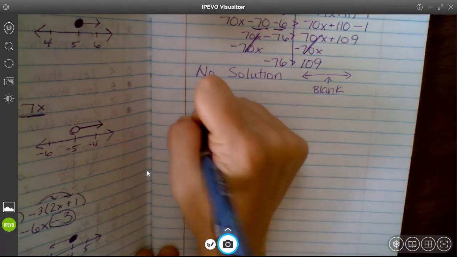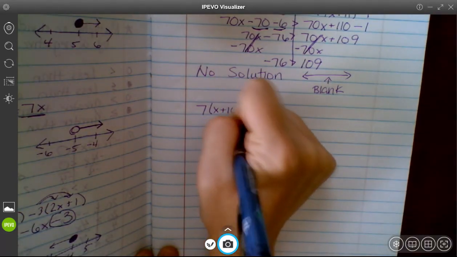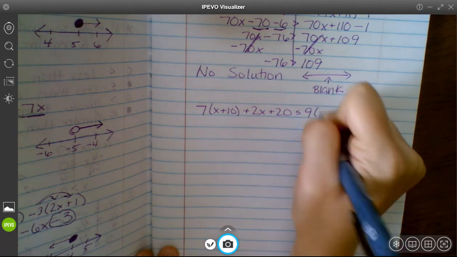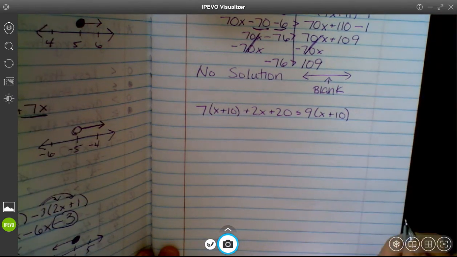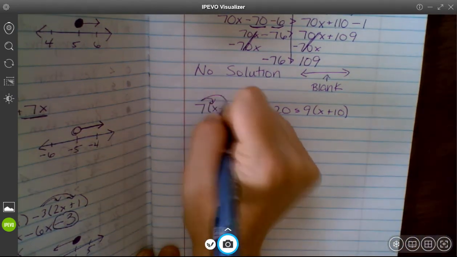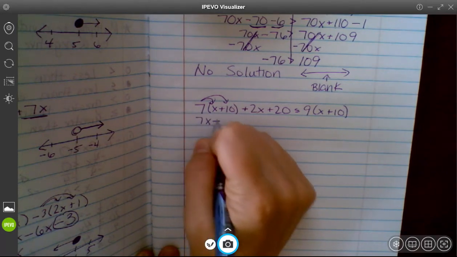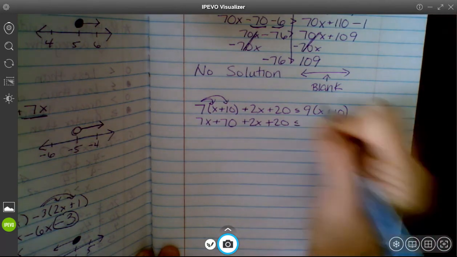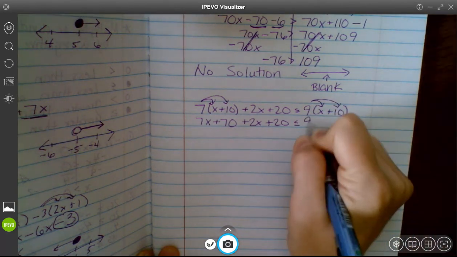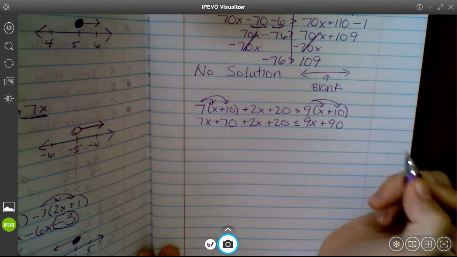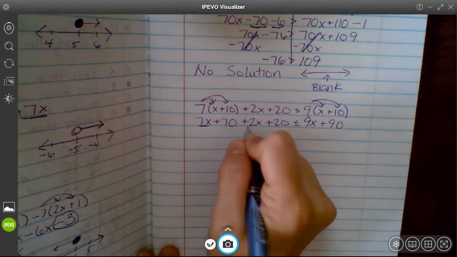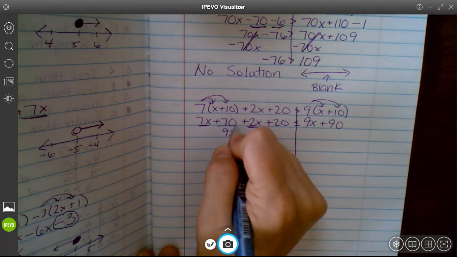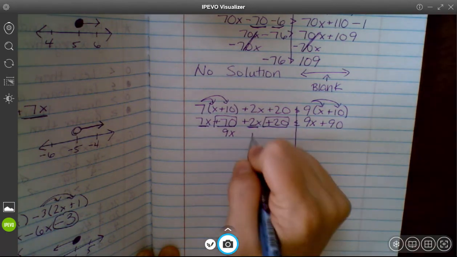Okay, so let's do one more problem. Okay, so I'm going to start by distributing. So I have 7x plus 70 plus 2x plus 20. I distribute again. 9x plus 90. So I'm going to combine my like terms. I have a 7x and a 2x. It gives me 9x. And a plus 70 and a plus 20 gives me plus 90.